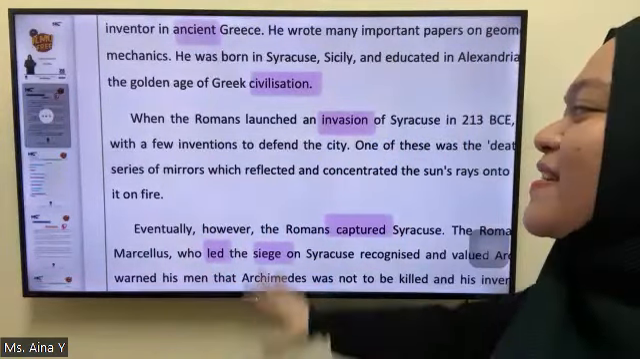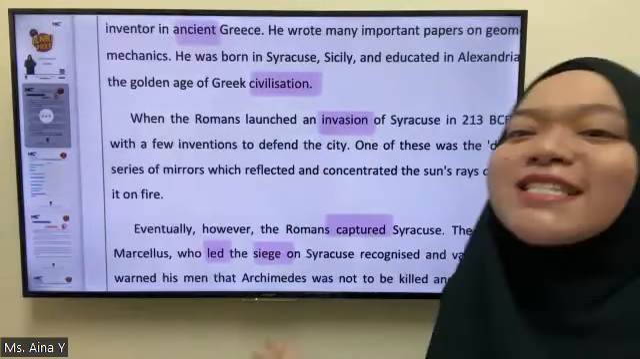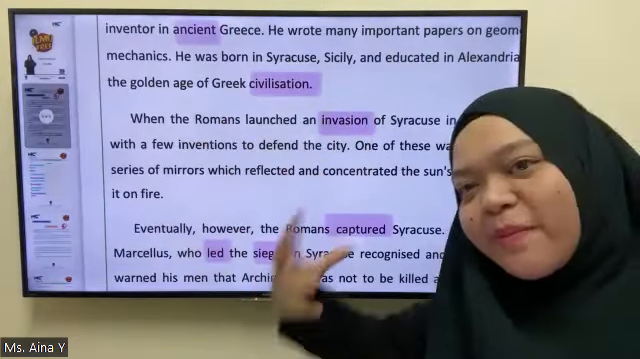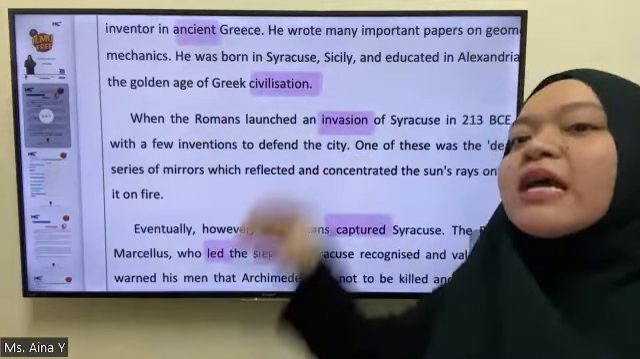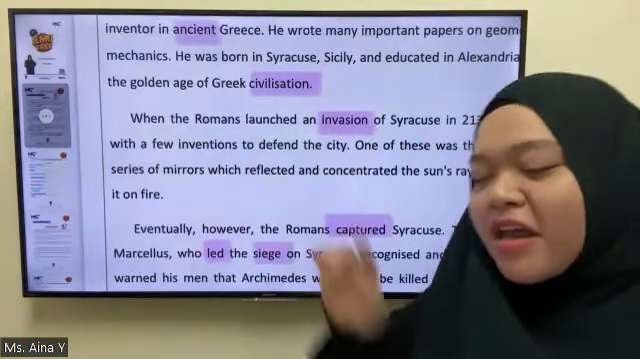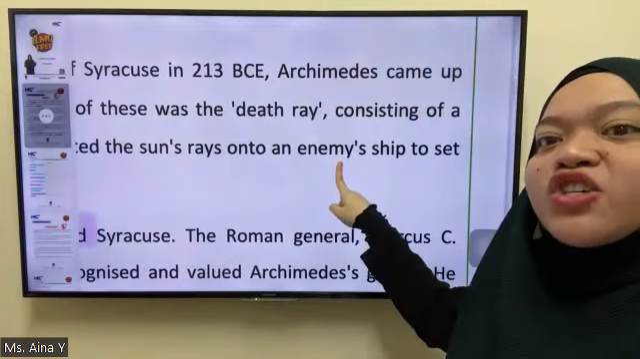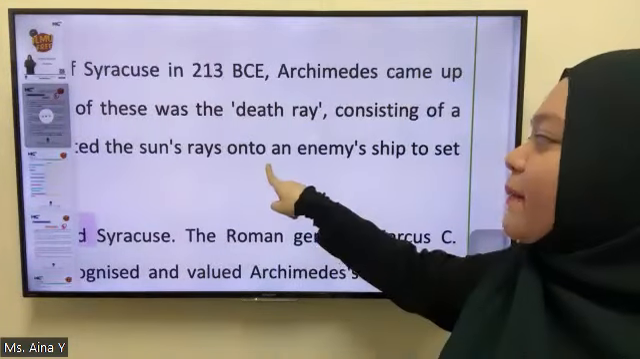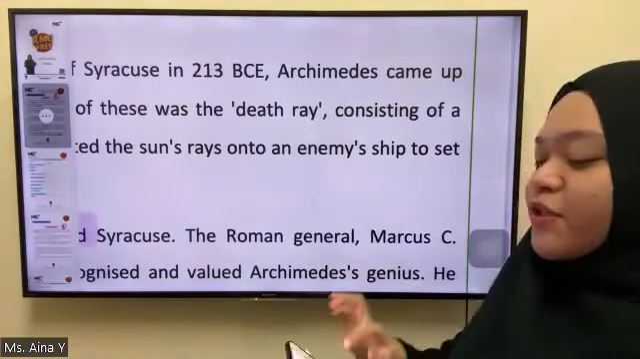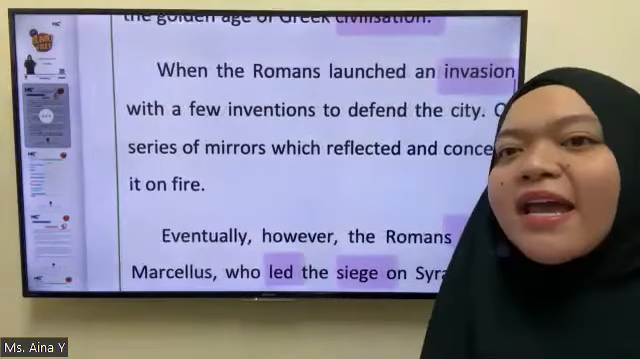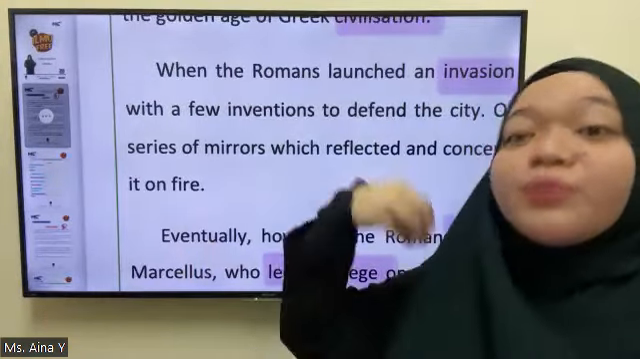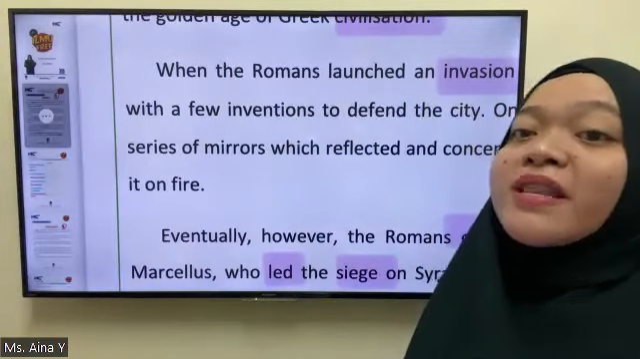Okay, good. So that's basically what the death ray is. There are mirrors that reflect and concentrate the sun's rays so that they can burn the enemy's ship, onto an enemy ship to set it on fire. To set it on fire means to burn the ship.